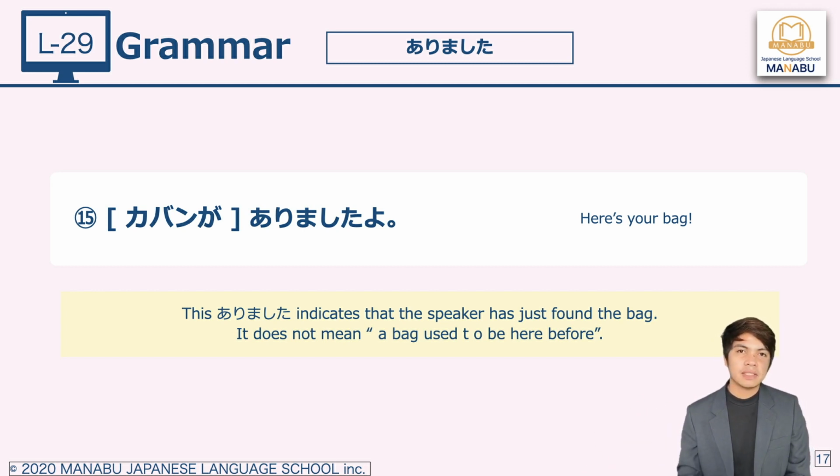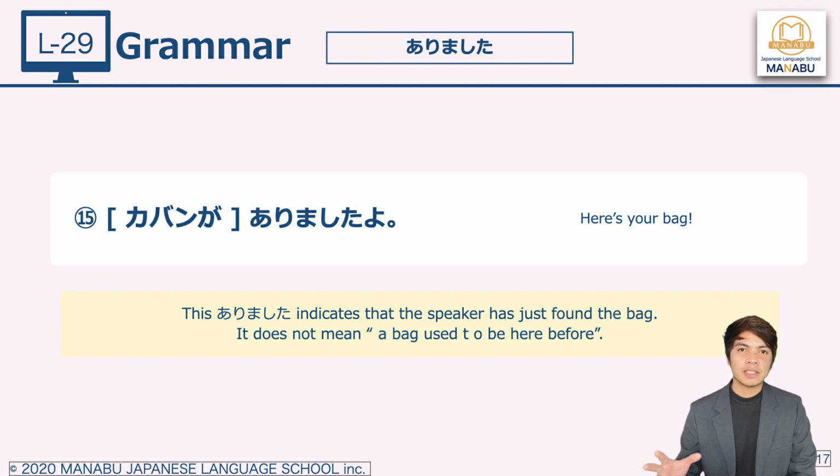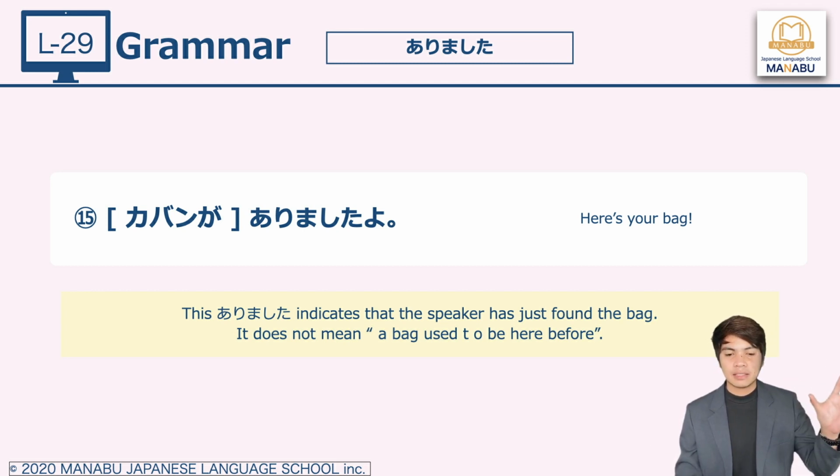So for example, someone is looking for his bag. Where's my bag? Then someone found the bag. Kaban ga arimashita yo, or just arimashita yo. It means there or here it is. Arimashita yo. So remember, if someone is looking for something, then you found that thing, you will say arimashita or arimashita yo. And in this sentence, kaban ga arimashita yo, I found the bag.